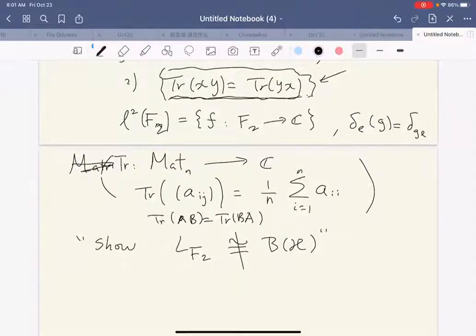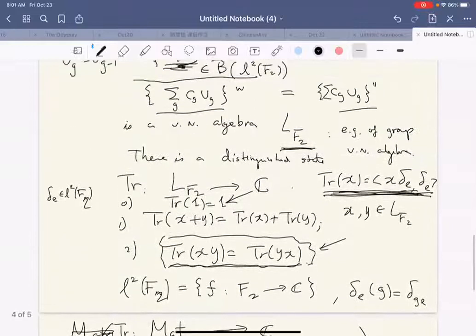So how do I show that? Well, I know LF2 has a trace, right? So if they're isomorphic, then this trace would be defined on B of H. You mean B of H, but also, H is the L2 F2, right? No, I use the notation here.